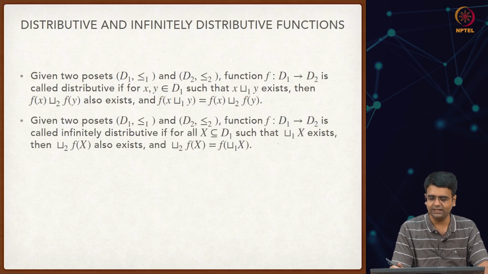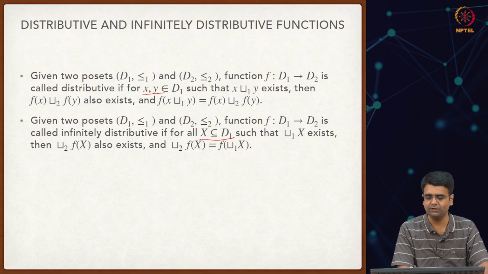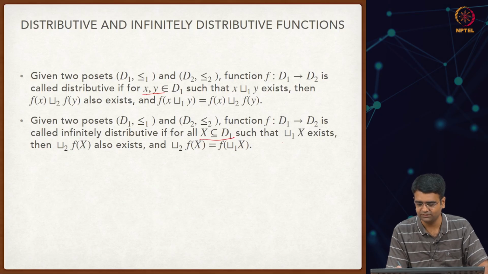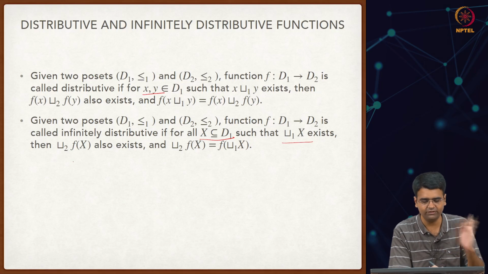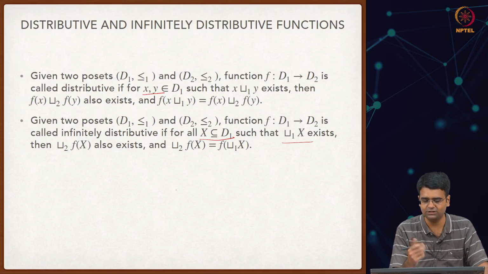So f is called infinitely distributive if instead of taking just two elements, you can take any arbitrary subset x of d1, consisting of any number of elements, such that the join of this set exists. Then if you take the image f of x, its join also exists. And not only that, f is again going to distribute over this join, which means that f applied over the join of x is going to be equal to taking the image f of x and then the join in the lattice d2.